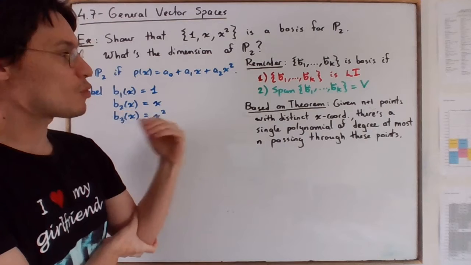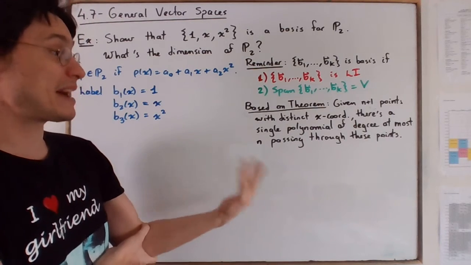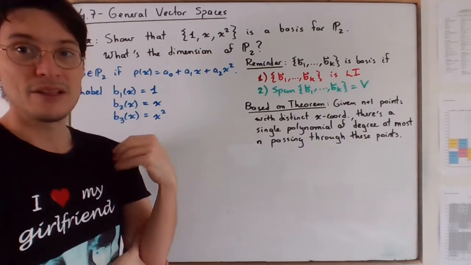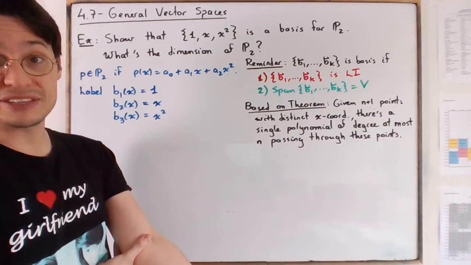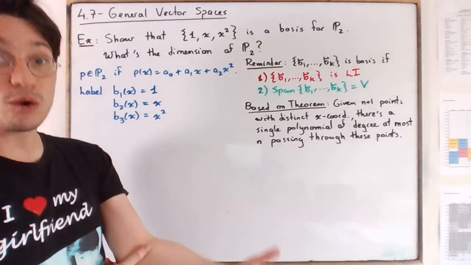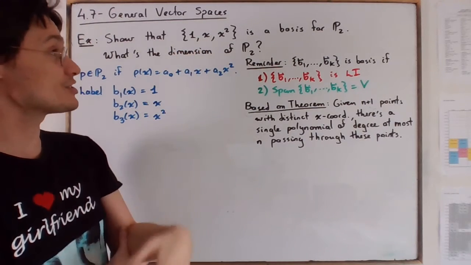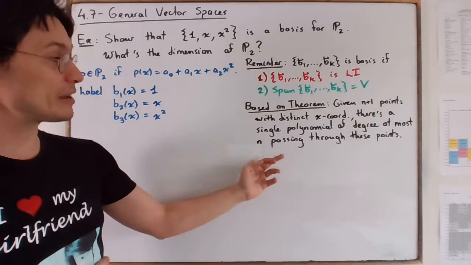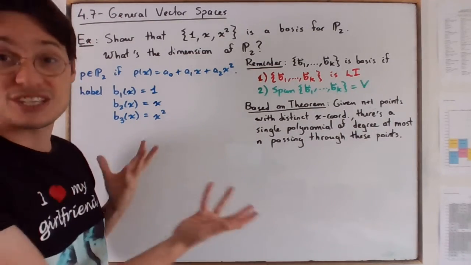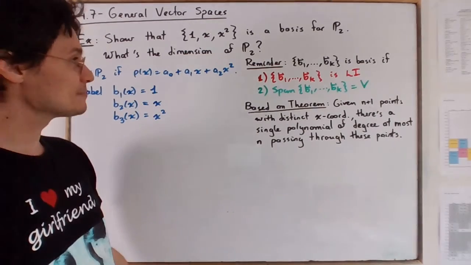Given n plus 1 points with distinct x coordinates, there's a single polynomial of degree at most n passing through these points. So if we can prove that this is a basis, then from the unique representation theorem, any polynomial of degree 2 can be written in a unique way as a linear combination of our basis elements. That's the connection between this theorem and the fact that we're going to find out that this is a basis.